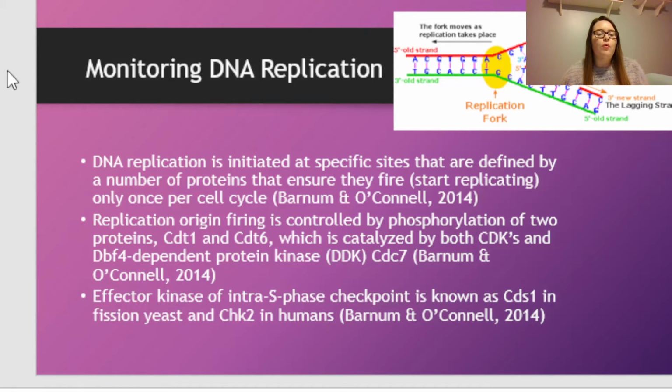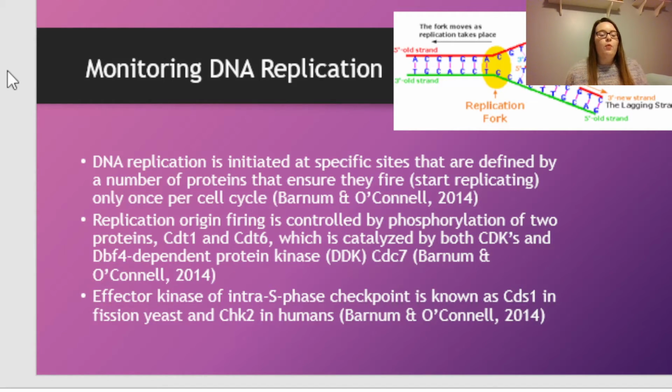Replication origin firing is controlled by the phosphorylation of two proteins, known as CDT1 and CDC6, which is catalyzed by both CDKs and DBF4-dependent protein kinase, which is a mouthful. It's basically known as DDK, or CDC7. And the effector kinase in particular, known as the intra-S phase checkpoint kinase, is called CDS1 in fission yeast cells and CHK2 in humans.